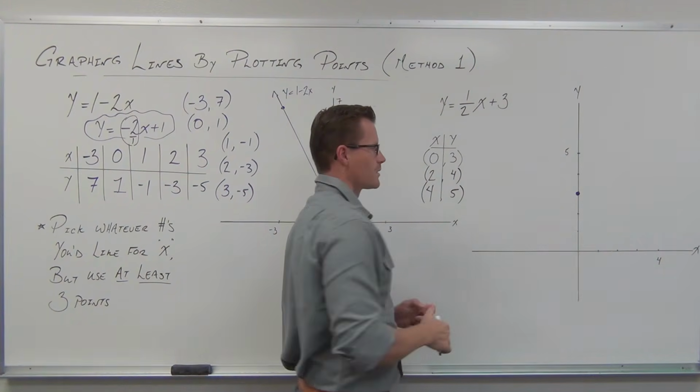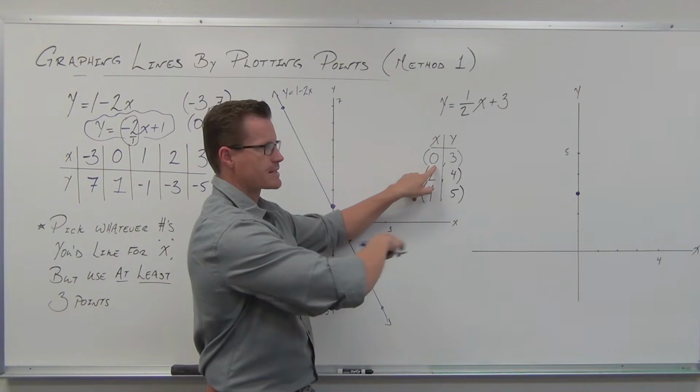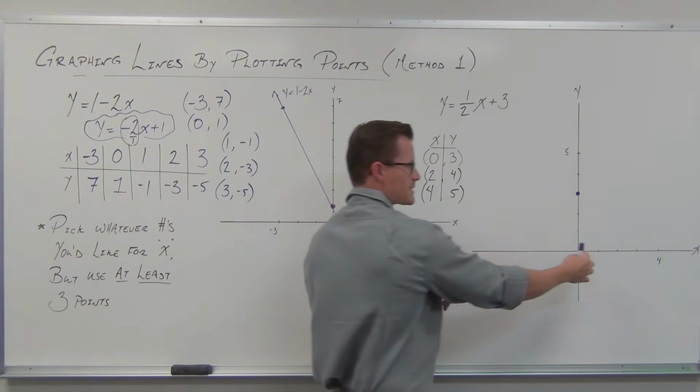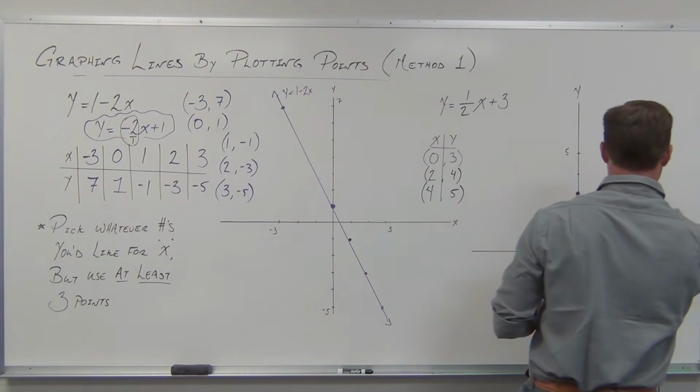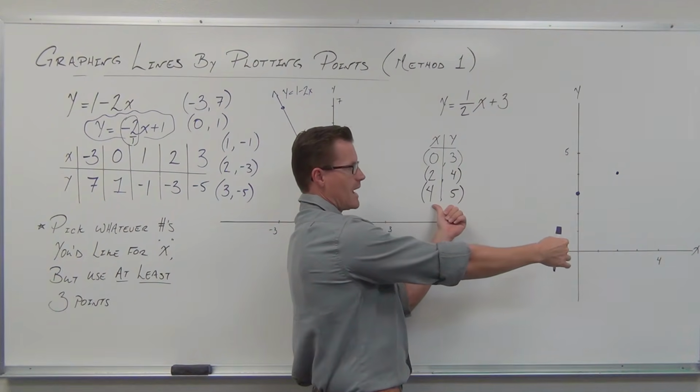Over 0 and combine with the height of 3. The value on the x-axis of 0 gave us a height of 3 on the y-axis. A value of 2 on the x-axis gave us a height of 4. The value of 4 on the x-axis gave us a height of 5.